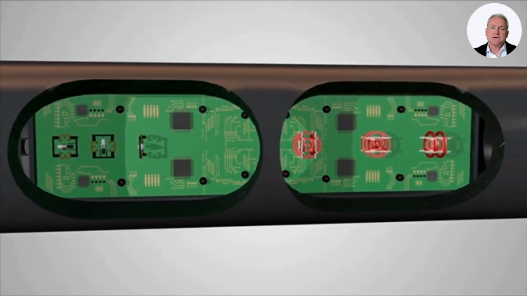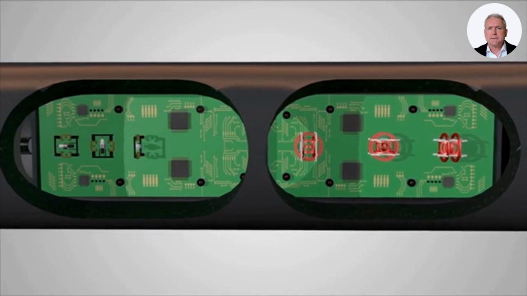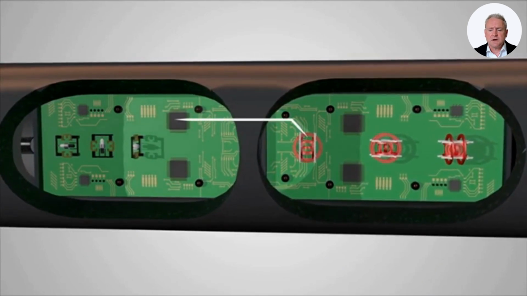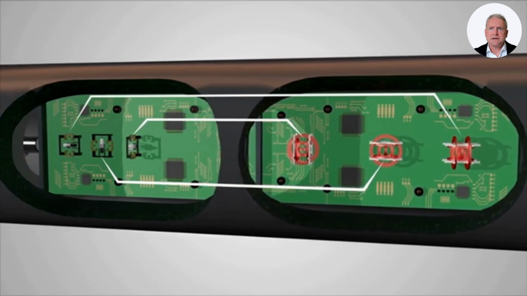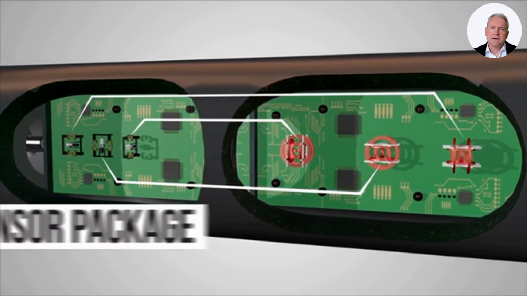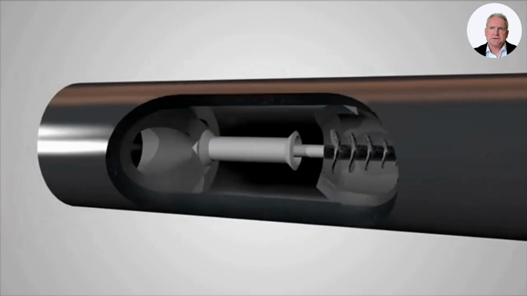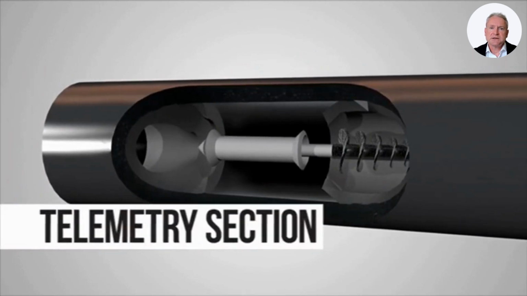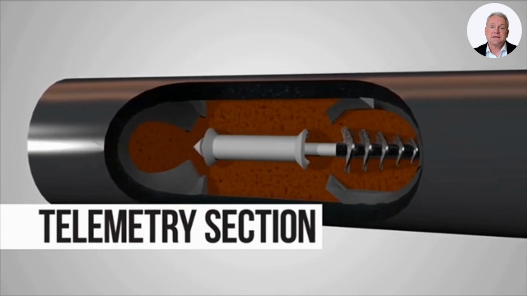Beyond sensors, the tool has a telemetry section responsible for transmitting the data back to surface. The most common mode is mud pulse telemetry, where information is encoded into the drilling fluid as a sequence of pressure pulses, very similar to Morse code, and then decoded at the surface. Other transmission methods include electromagnetic telemetry and wired drill pipe, though each has limitations.